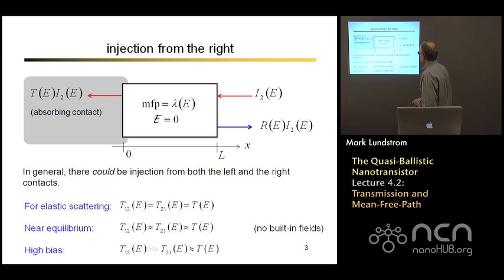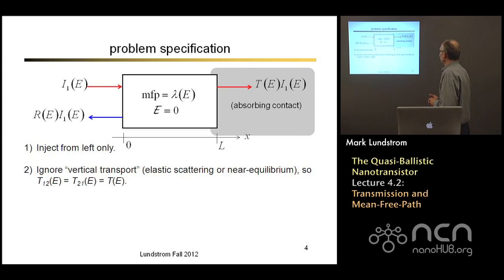Okay. So in general, we could have injection from both. And as we discussed in the last lecture, for elastic scattering, there's only one t. Near equilibrium, things should be symmetrical. So even if there is a little bit of inelastic scattering, we can think of just one t. And under high bias, that's a problem that we will discuss later. But only one of the t's will be large enough to worry about. Okay, so we're only going to do one of these problems because t is the same in both directions. So let's do this one.